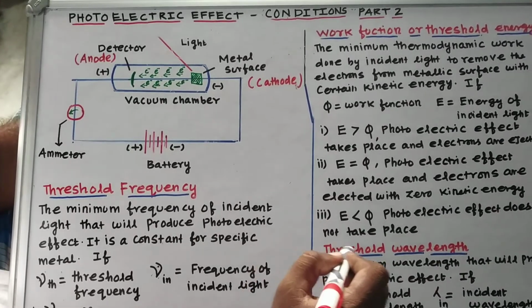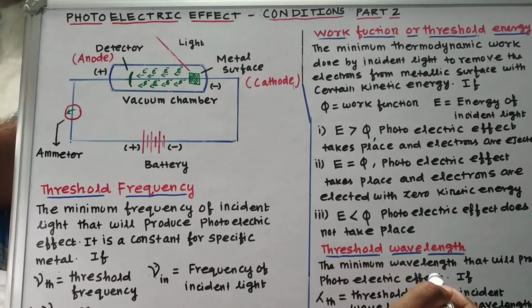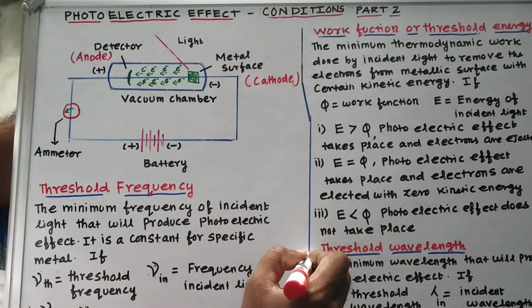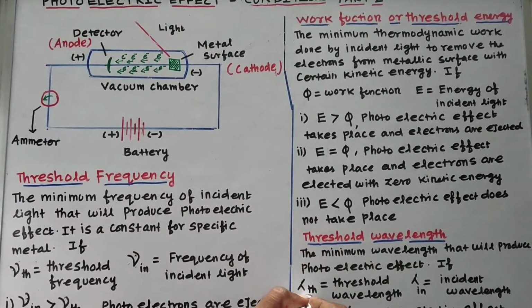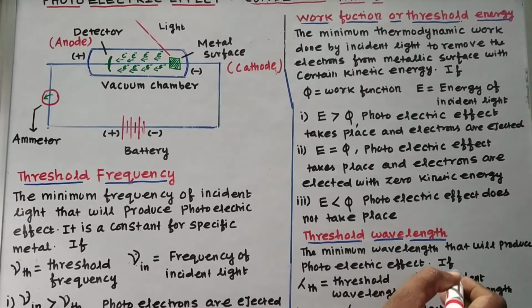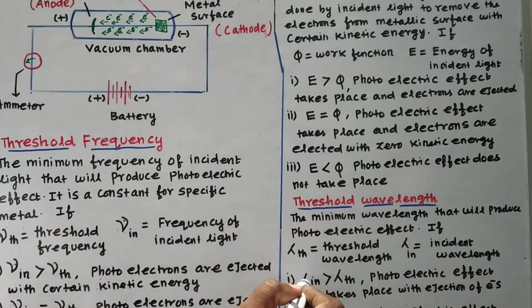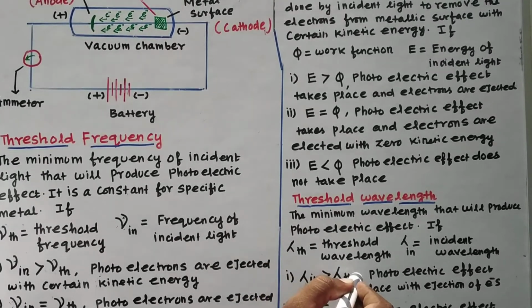Definition: the minimum wavelength that will produce a photoelectric effect. It is the minimum wavelength of the incident light that will produce a photoelectric effect. If λ_Th is the threshold wavelength and λ_in is the incident wavelength. Okay. Then first condition, λ_in greater than λ_Th.